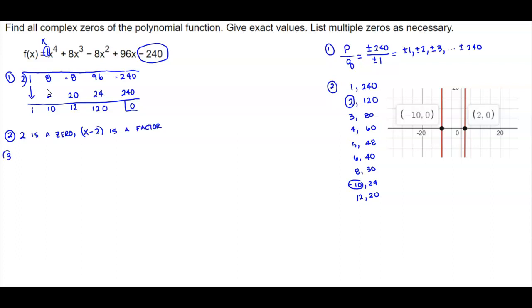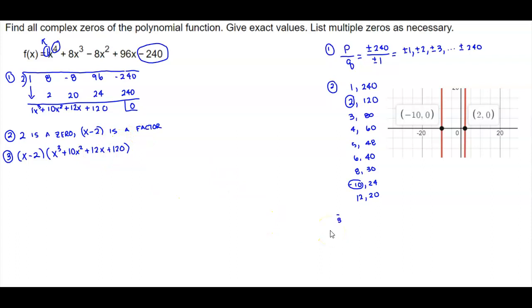Okay, so now that we know that x minus 2 is a factor, now we need to look at this. Since this is a degree of 4, this is going to be 1x cubed plus 10x squared plus 12x plus 120. So now we have x minus 2 times x cubed plus 10x squared plus 12x plus 120. Okay, so now we need to take a look at everything up to 120. So what are all the possible rational zeros for 120?